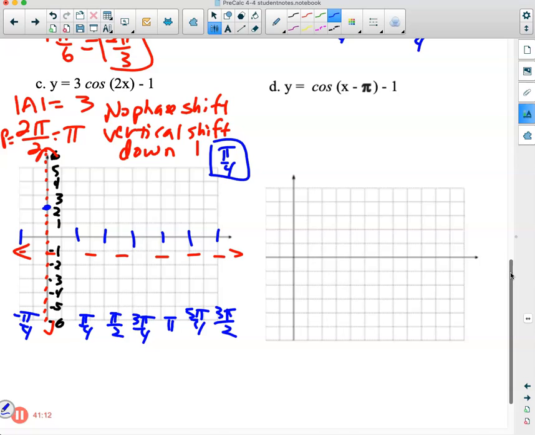So high, axis, low, axis, high, axis, low.